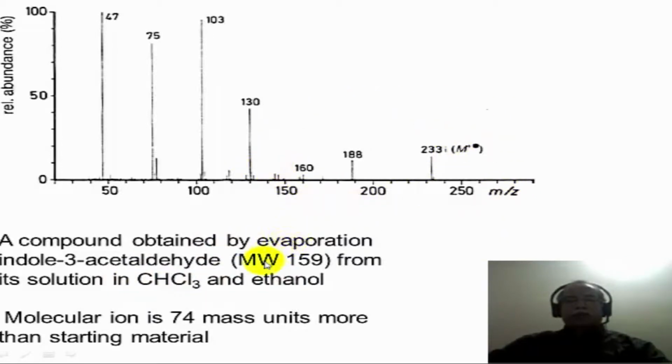Now if you observe carefully, the molecular weight of indole 3-acetaldehyde is 159, and that peak is absent in the spectrum, so it cannot be because of the indole 3-acetaldehyde. The molecular weight is 333 for this compound, as it is mentioned here as M+ ion, and this is about 74 mass units more than the starting material.